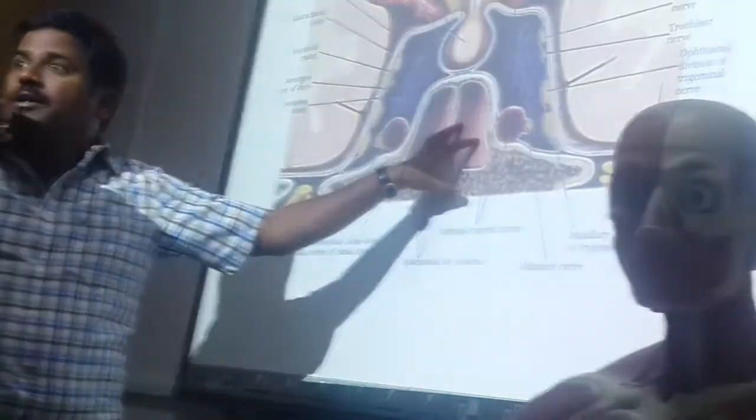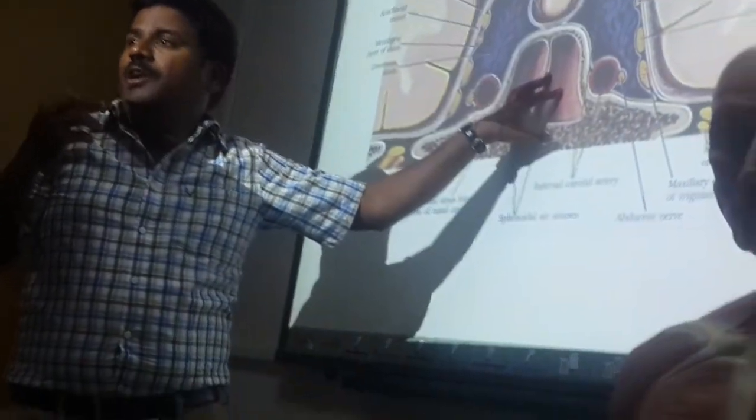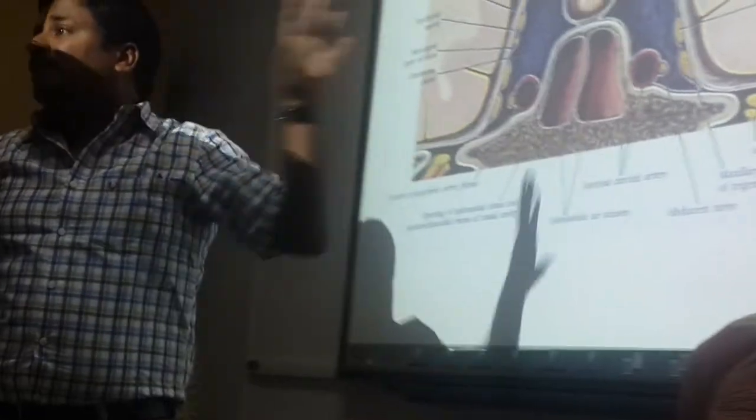Sphenoid sinus. They are the air sinus. Don't confuse these venous sinuses with the air sinus. Air sinuses, these are paranasal air sinuses. Okay? So below the gland, within the sphenoid bone, you have the sphenoidal air sinus.